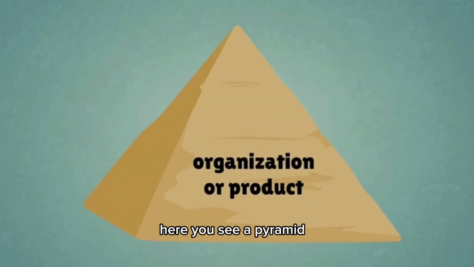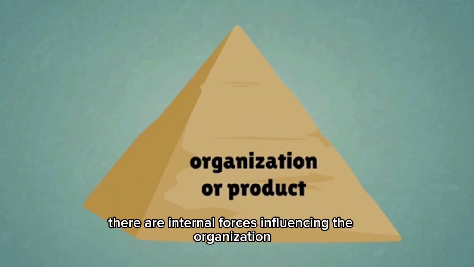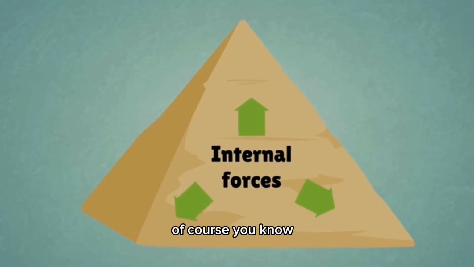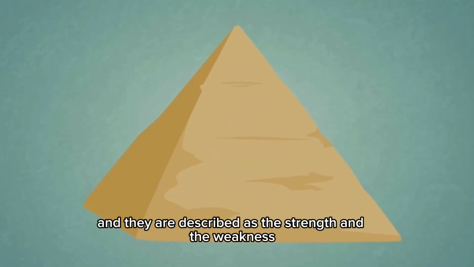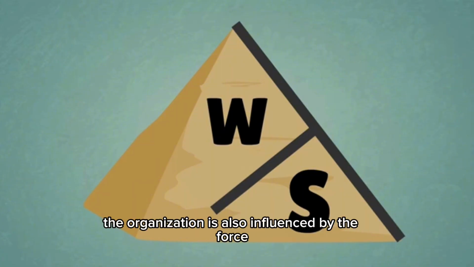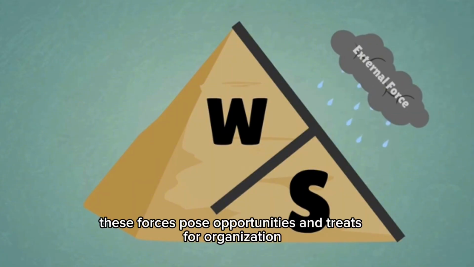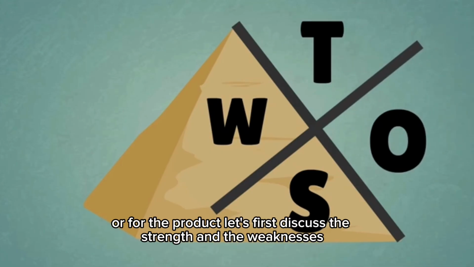Here you see a pyramid. The pyramid stands for either an organization or a product. They are internal forces influencing the organization, of course, and they are described as the strengths and the weaknesses of the organization or the product. The organization is also influenced by forces from the external environment. These forces pose opportunities and threats for the organization or for the product.